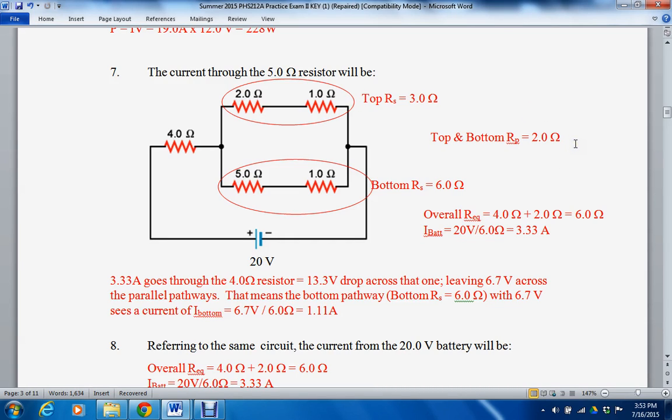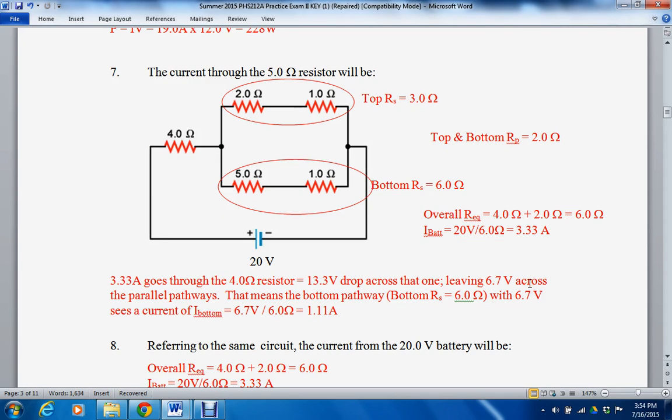Alright, now the equivalent resistance of the whole circuit is going to be 4 ohms plus 2 ohms for 6 ohms. That tells me that the current that comes out of the battery, I equals V over R, is 3.33 amps. Now that I know that, I know that 3.33 amps all goes through the 4 ohm resistor, meaning that there's a 13.3 volt drop across this one resistor, and that means that I have another 6.7 volts before I get back to the battery.